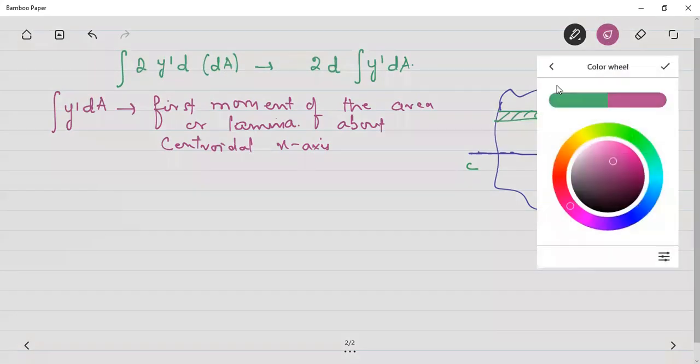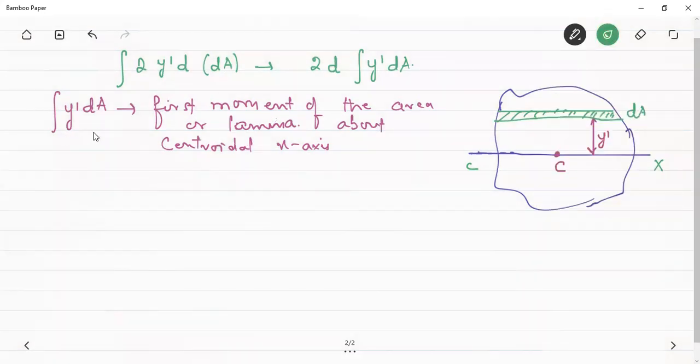Now, what is the first moment of the area about the centroidal x-axis? This term is always equal to 0. You can directly remember the statement that the first moment of the area or lamina about the centroidal x-axis or the centroidal y-axis is zero. For our analysis currently I am taking the centroidal x-axis, but the result will be true for the centroidal y-axis as well. So this first moment of area is always equal to 0 about a centroidal axis, whether it is the x or y-axis. Now how can I say that this is equal to 0?